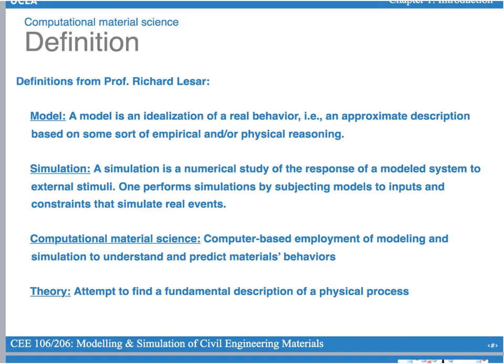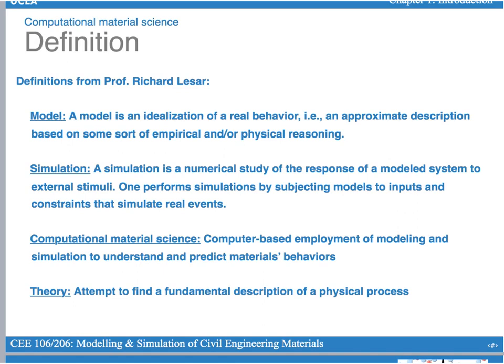So to finish this first lecture, let's summarize the definitions of the few concepts that you have seen in this first lecture. For this, I like to use the definitions provided by Professor Laser, because I think they are very clear and very accurate descriptions of computational material science in general. So the first thing we saw is what is a model. And a model is an idealization of a real behavior.